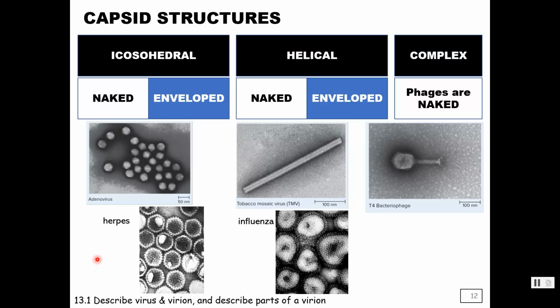Okay, so there's just sort of a pictorial summation of what we just learned. So we know that the capsid can be either icosahedral, helical, or that junk drawer, which just means it has a complex shape. They can be enveloped, like herpes virus, or they can be naked, like the adenovirus, which causes a cold. They can be enveloped, like human influenza virus, or they can be naked, like the tobacco mosaic virus. And then usually if they're complex, this is a bacteriophage. Bacteriophages infect bacteria, so they're never going to be enveloped. They're only going to be naked.